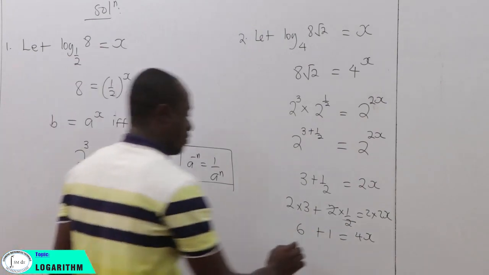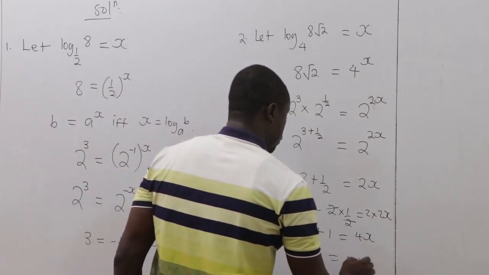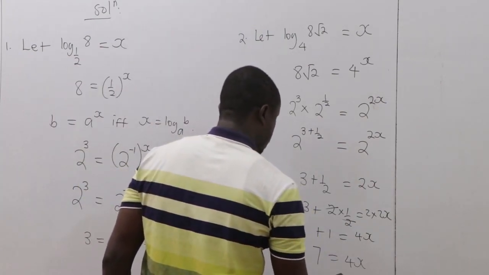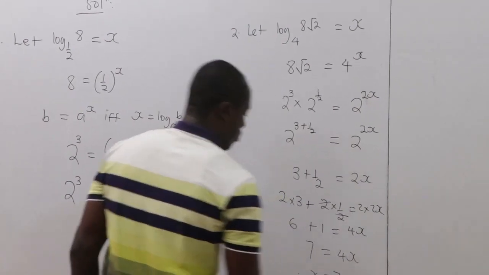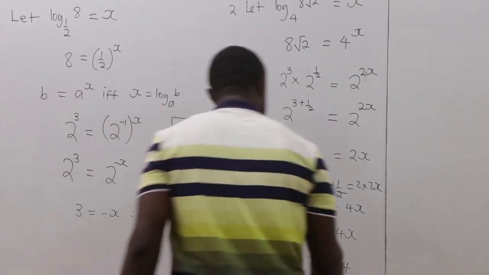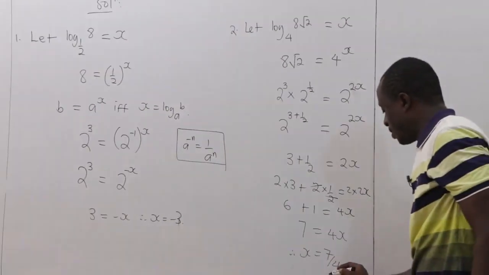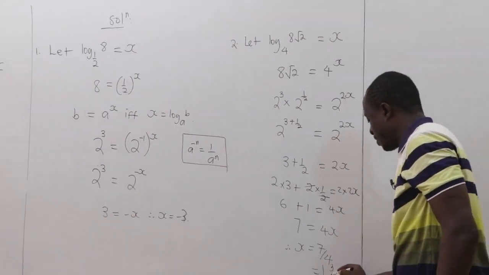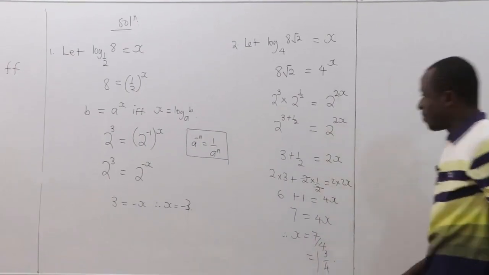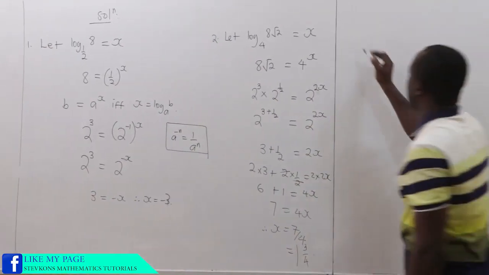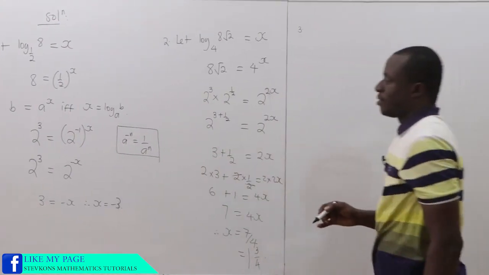What is 6 plus 1? We have 7 equal to 4x. Therefore, x is equal to 7 over 4. Now, how many times will 4 go into 7? That will be 1. So you have 1 and 3 over 4. Now, let's see the third question.